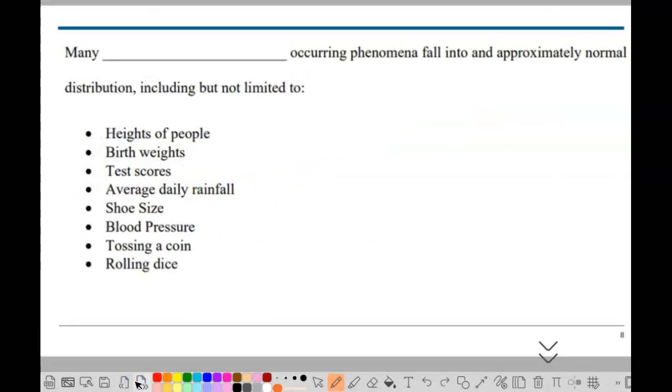Okay. So you might be wondering, when are we ever going to use this? This normal curve is used for many naturally occurring phenomena, including but not limited to stuff that happens naturally, like the heights of people in the city. Can people without surgery control how tall they are? No. What about how much you weigh when you're born? No, that just happens. Test scores.